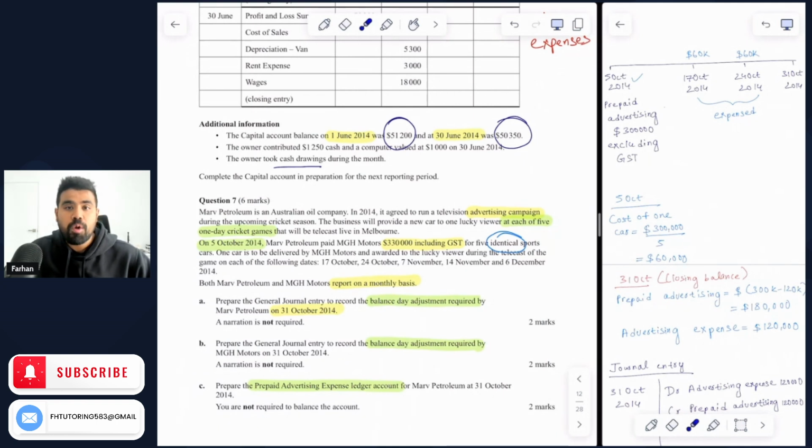You can get to see the workings on the right hand side of the screen, which I'll explain step by step, and the question on the left hand side, which is question number 7, that we will start now.